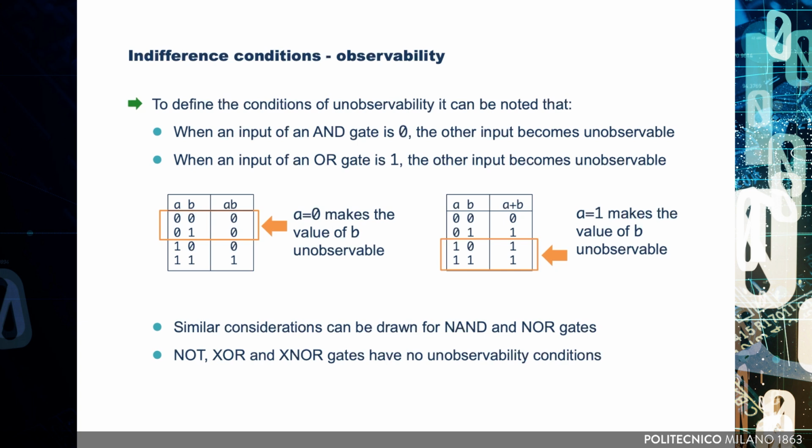Identifying the unobservability conditions for a function is somewhat more involved than identifying the uncontrollability ones. First of all, we need to note that a 0 on an input of an AND gate makes the other input unobservable. A 1 on an input of an OR gate makes the other input unobservable. Similar considerations apply to NAND and NOR gates. NOT and XOR gates do not have unobservability conditions.